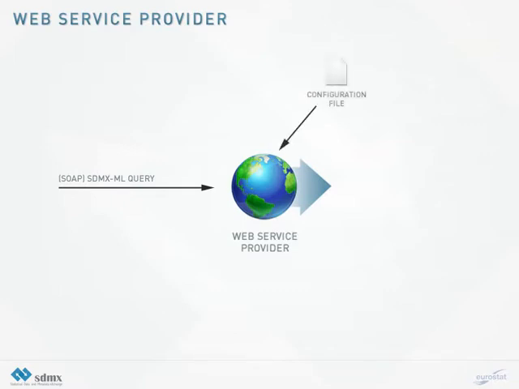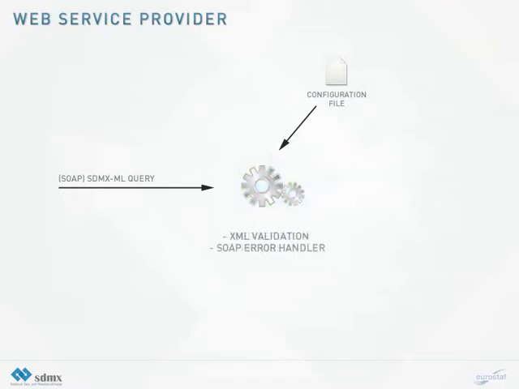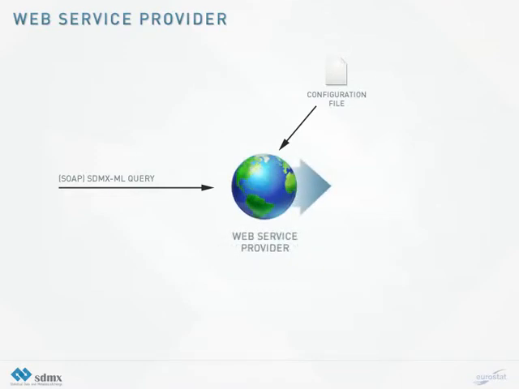Configuration files are given as parameters. The web service performs XML validation of the received SDMX query and includes a SOAP error handler, which checks for errors during the process and sends the respective response to the data consumer. The final output is a SOAP message, including either the desired SDMX ML data file message or a SOAP error.